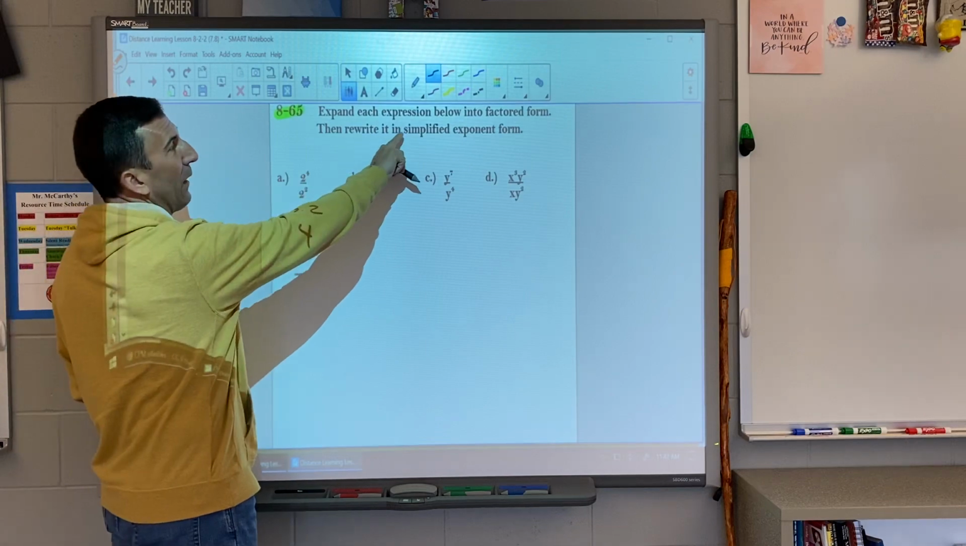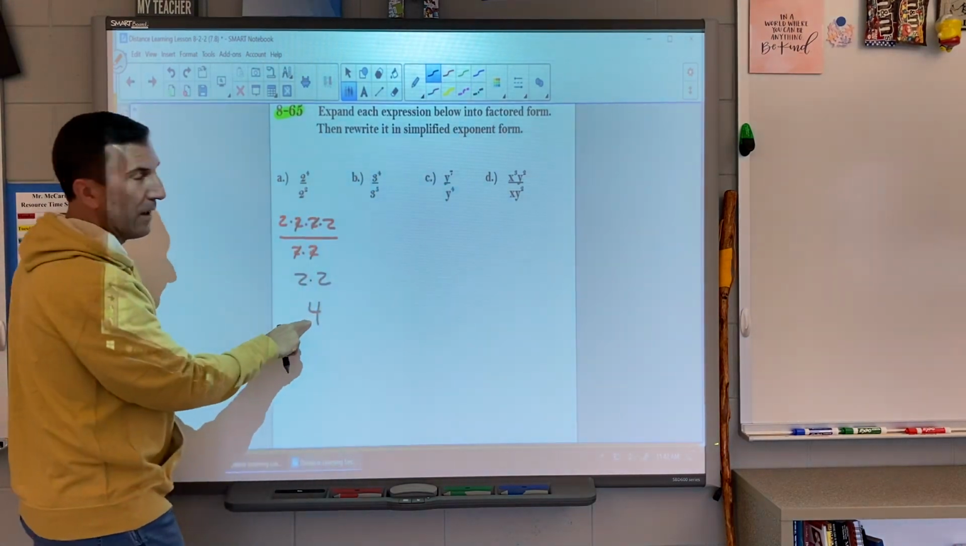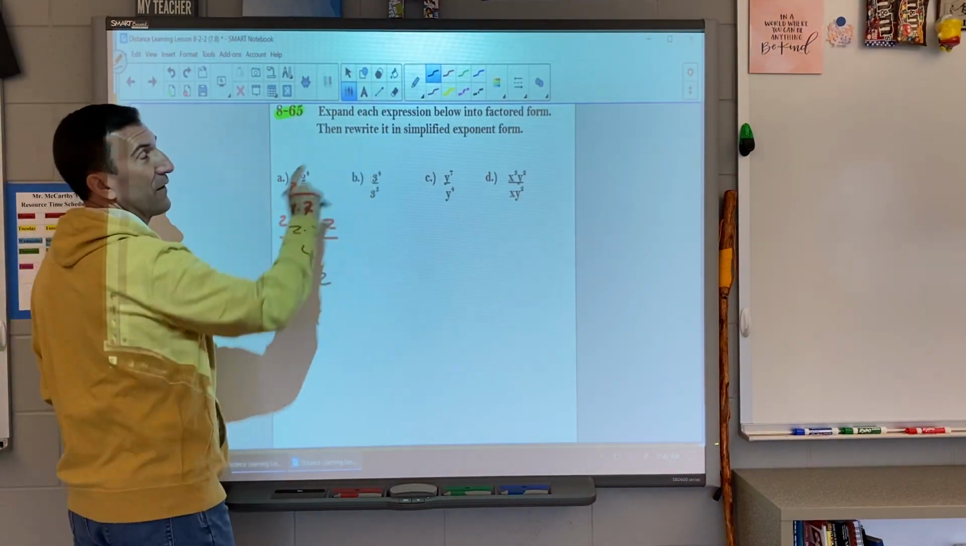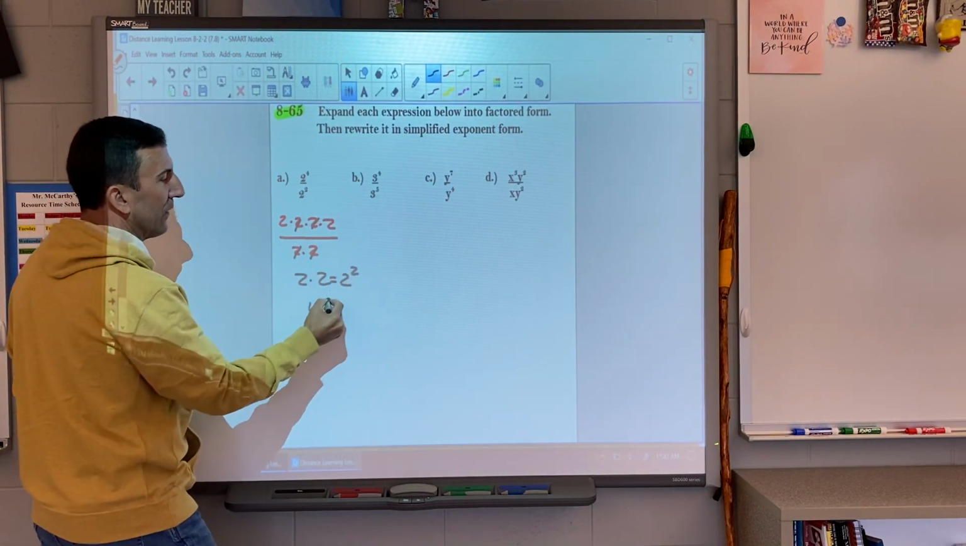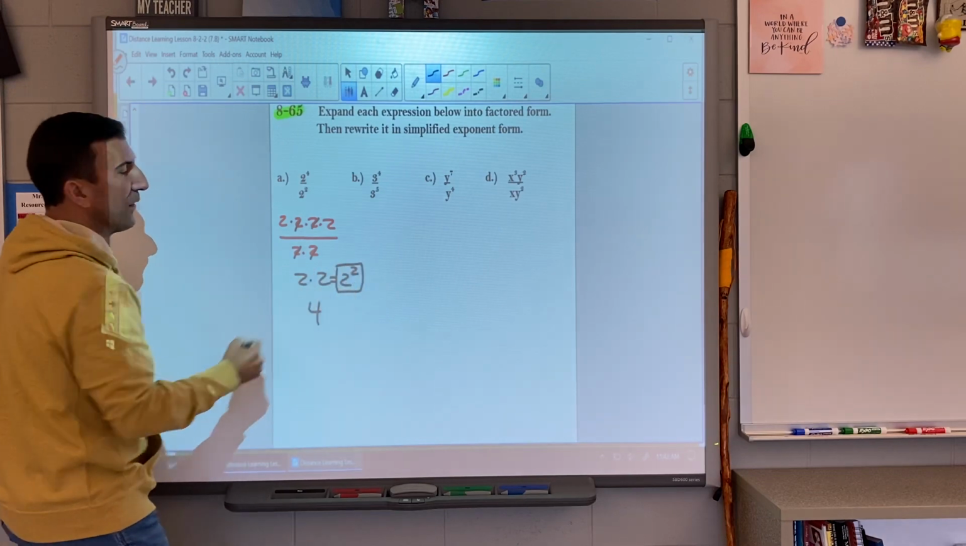Now, it says rewrite it in simplified exponent form. So this would not have been good if it was just simplified form, that's fine. So you should be taking 2 to the second power. This is what they're looking for.